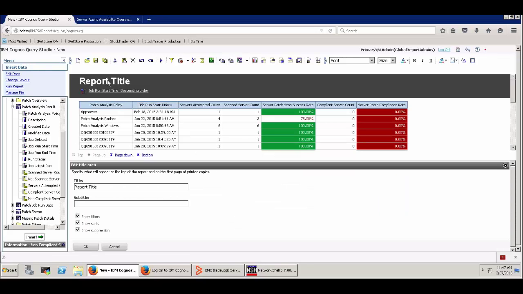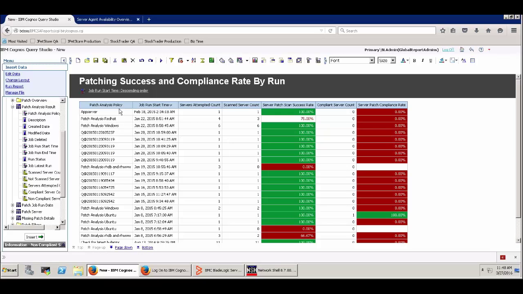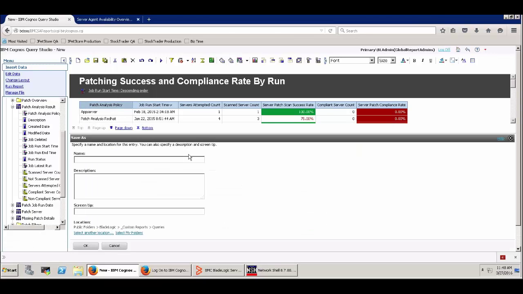But let's go ahead and save this as, let's see, what do we call this? How about patching success and compliance rate by run? And copy that. And let's go ahead and save this like we do with so many other things. And that goes into my custom reports queries. Helps if you click right on the button.